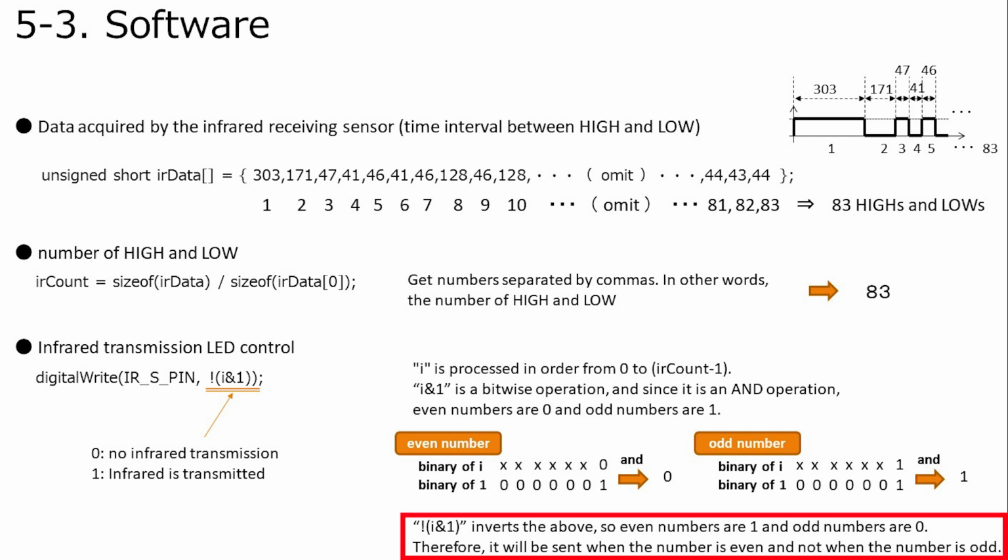As for the operation, if digitalWrite is set to 1, infrared rays will be transmitted. So when i is 0, it will be 1 because it is an even number, and infrared rays will be transmitted. Also, it will be 0 when odd, so it will not be sent. In this way, high and low are alternately repeated.